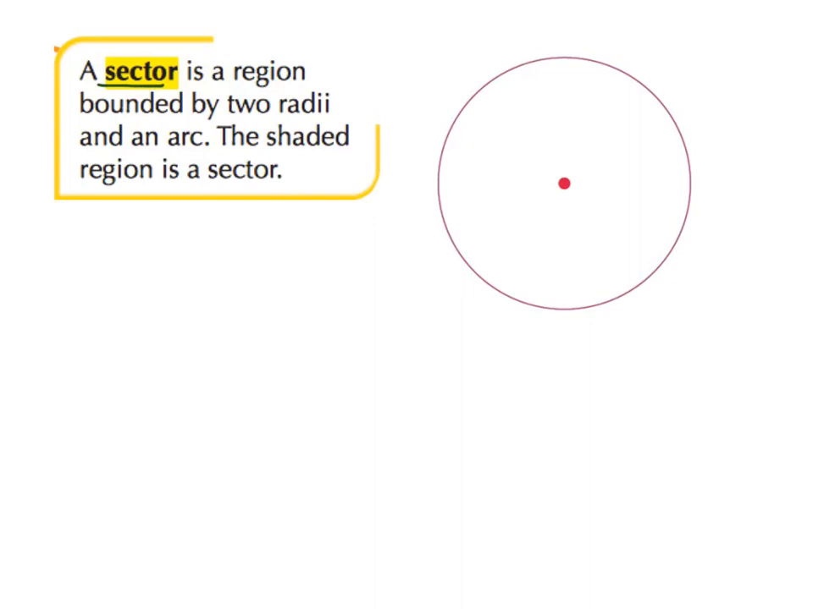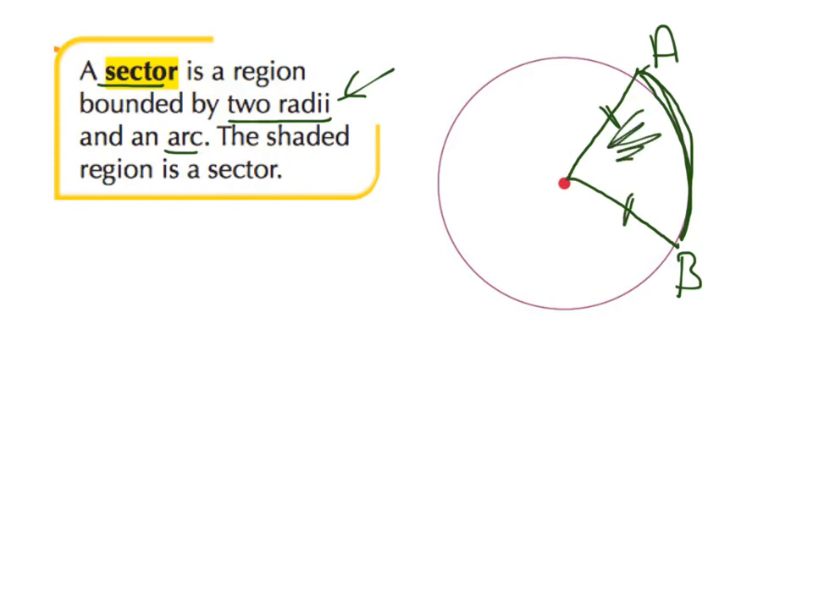A sector is a region bounded by 2 radii and an arc. Radii, the plural of radius. For example, look at these two. Is this an arc? There is a point A and a point B. This is an arc. Is this the radius? And this is the radius. Now this is the region which is bounded between the 2 radii and an arc. So this is called a sector of a circle. So a sector is a region bounded by 2 radii and an arc.